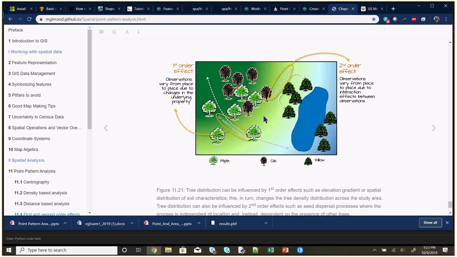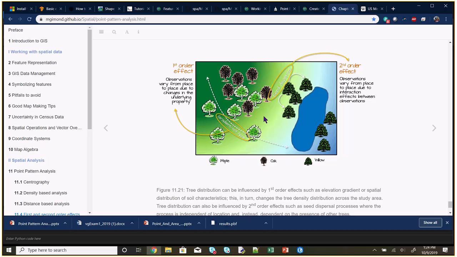I'm sorry, not what's the average. What's the distance to water for all these trees? We could use the near tool, and we'd wind up with a column that had the distance from water for every tree. That's what the near tool would do. And then we could actually do a dissolve.